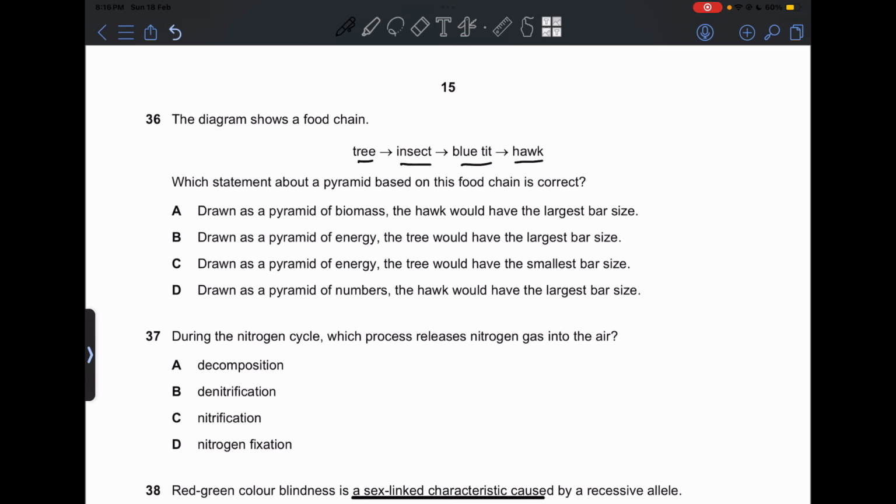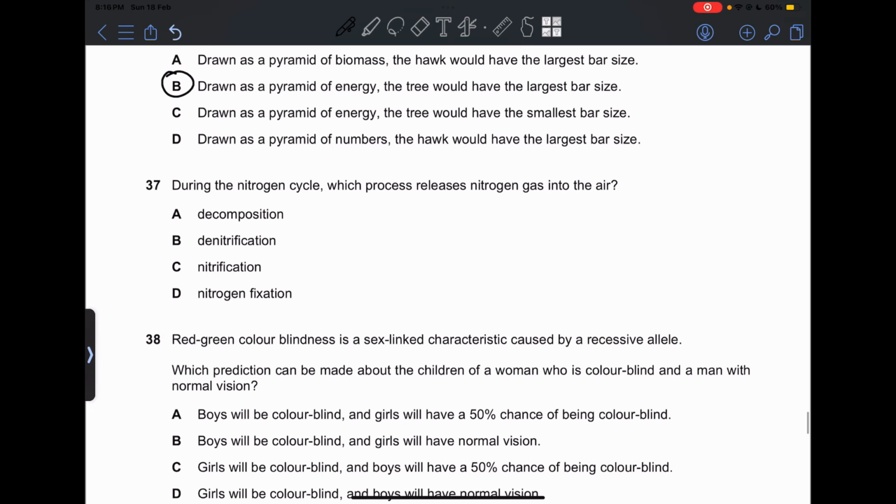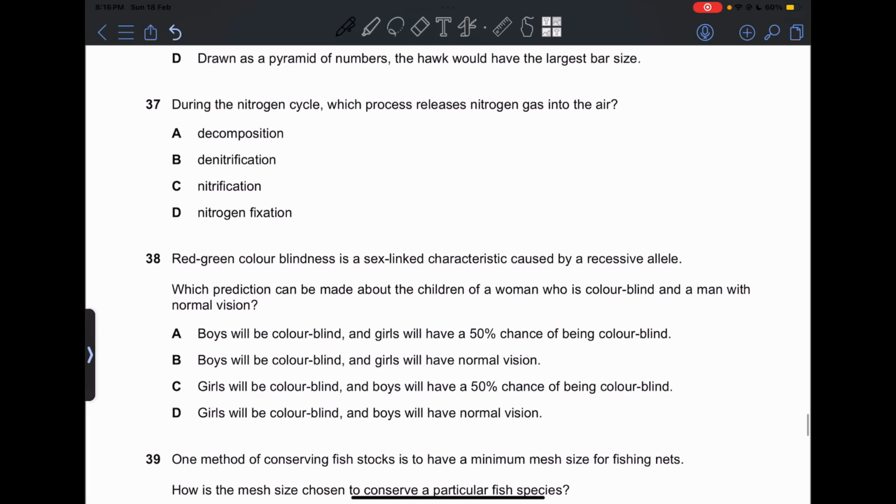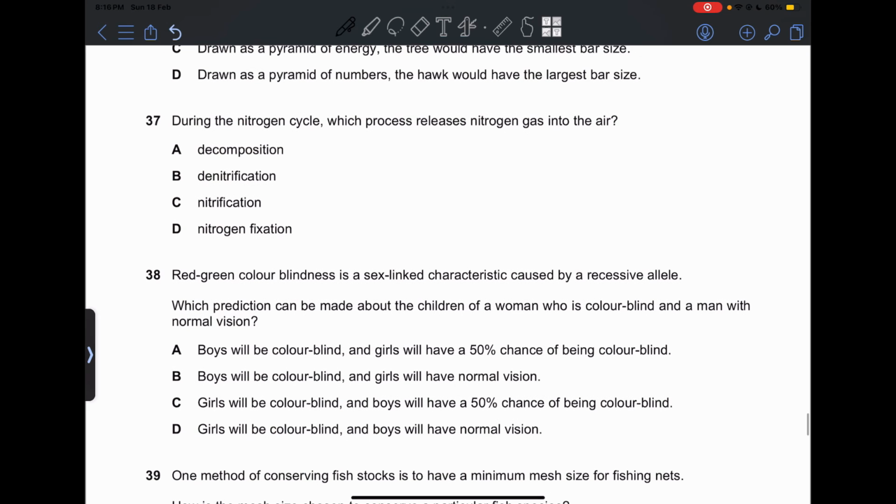This is correct. Because of course we know that the tree or plants, they always have the producers, they always have the highest amounts of energy. 37, during the nitrogen cycle, which processes release nitrogen gas into the air? This is actually denitrification.